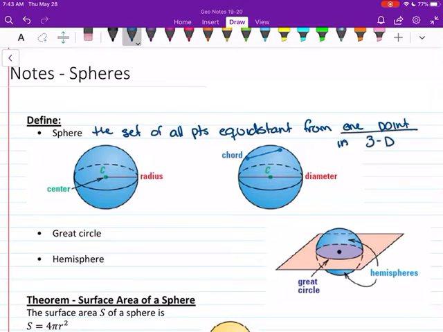And that one point we talk about is called the center. And that equidistant distance is my radius. If you look at my pictures here, we can see my center is right in the middle of that sphere. The radius is the distance from the center to the edge of the sphere. A chord is a segment that goes from 2 points on the surface of your sphere, and it's not going to go through the center. So the chord does not go through the center.